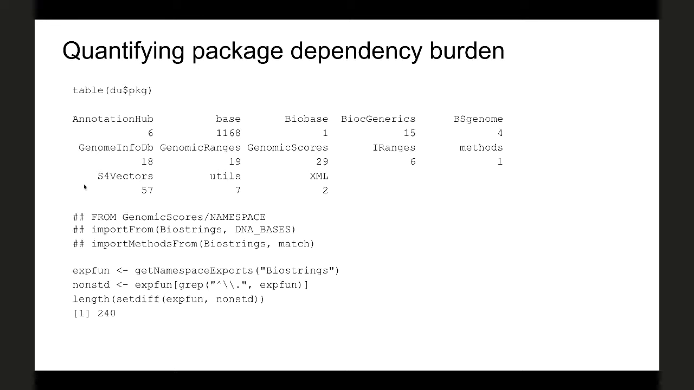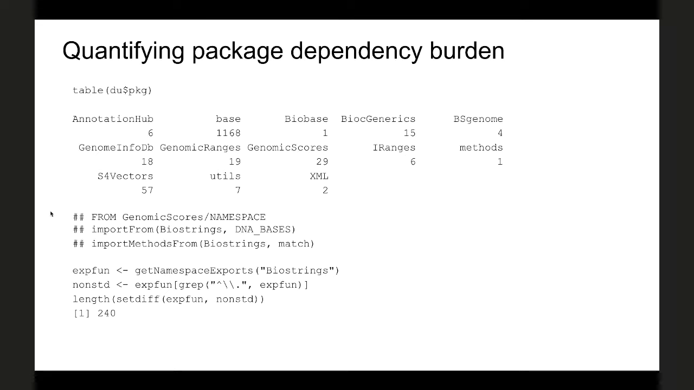And one thing that I noticed that I still don't fully understand is that in the namespace of the genomic scores release version, I'm importing these two things from Biostrings, the match method and DNA bases. And Biostrings doesn't show up at all here. So I don't know why this function is not catching that. So this is one part of the story, how much I'm using from my dependency.